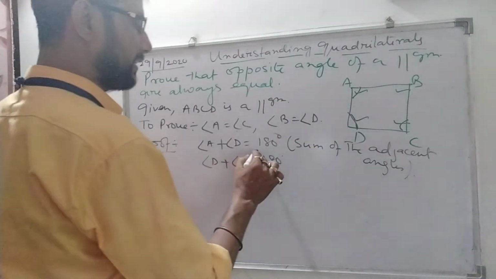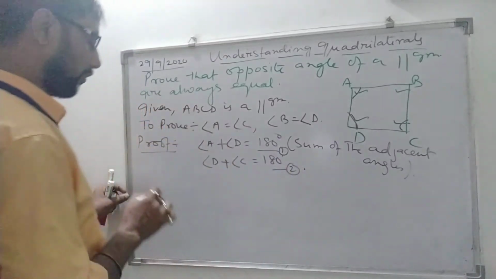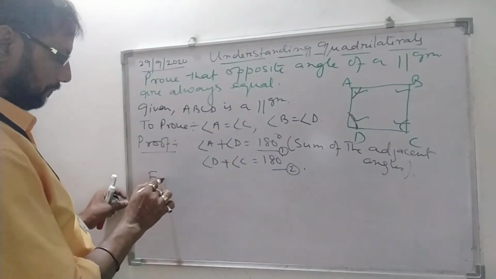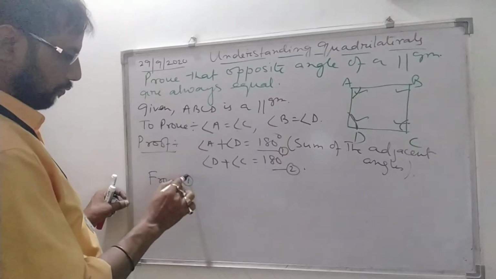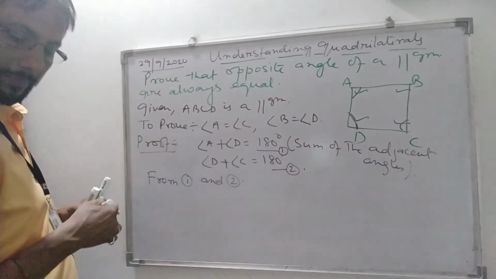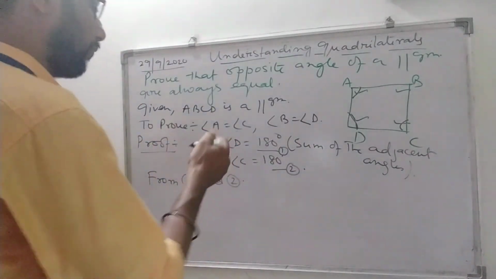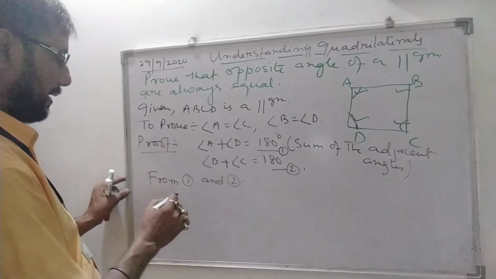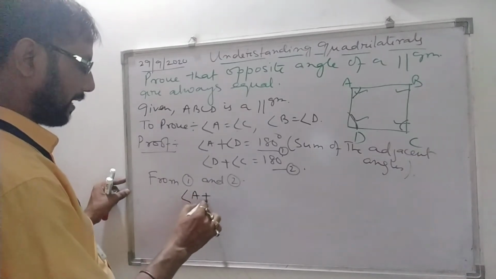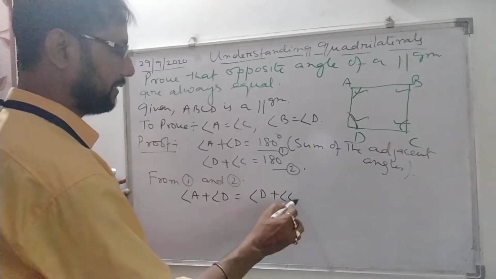Now if I consider this as 1 and this as 2, from 1 and 2 what will we get? From 1 and 2 we will get angle A plus angle D is equal to angle D plus angle C.